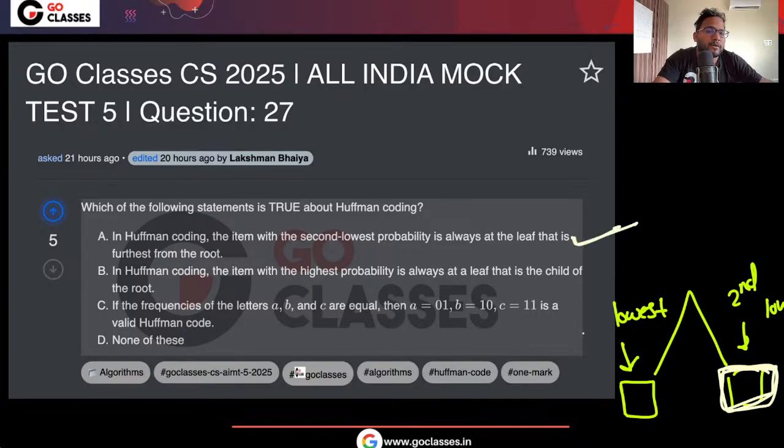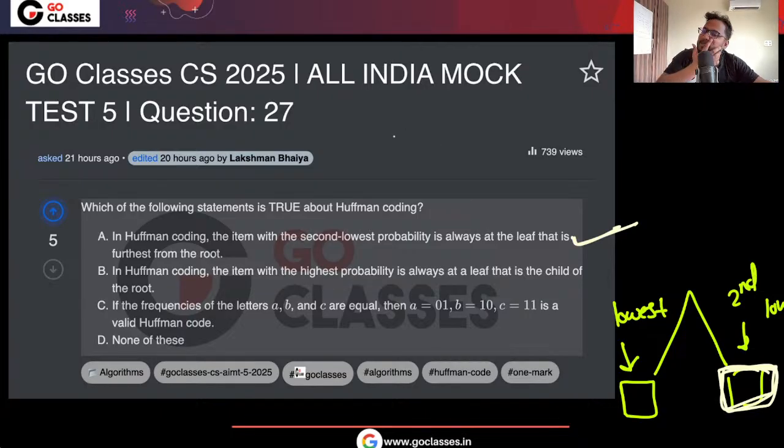Okay, I will come to your argument. A few people are having an argument, so I will come to that. Let's just check B. What this option is saying: in Huffman coding, the item with the highest probability is always at the leaf. Okay, that's not obviously true.